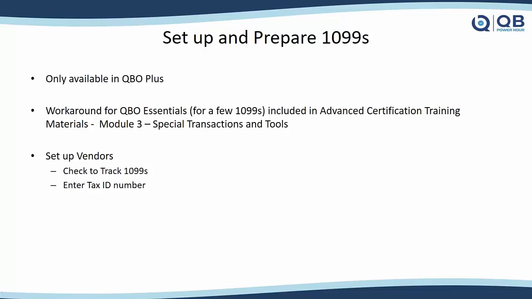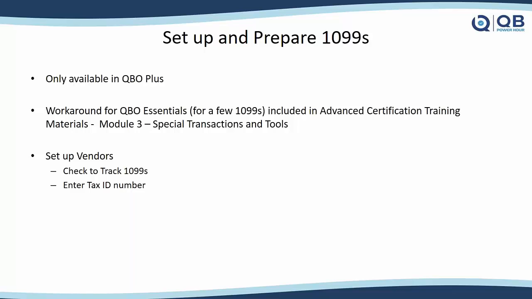If your client or you is using Essentials, there is a workaround for how you can track some of that in QBO Essentials. You do it using the notes feature in the vendors, and then you have to customize a couple of reports to get the information you need. Then you either need to use a third-party app to file or e-file those 1099s, or do them manually.